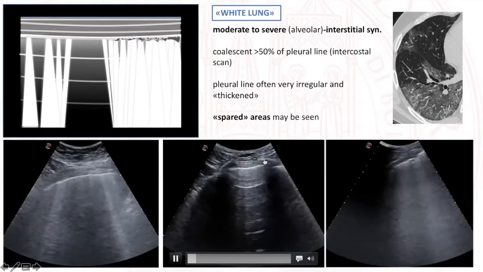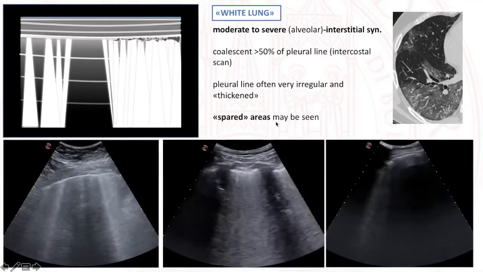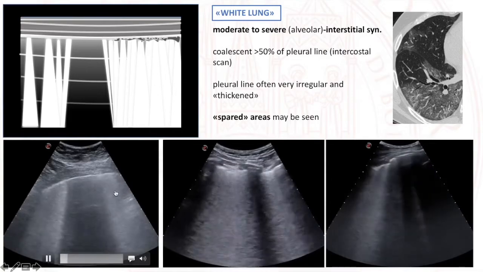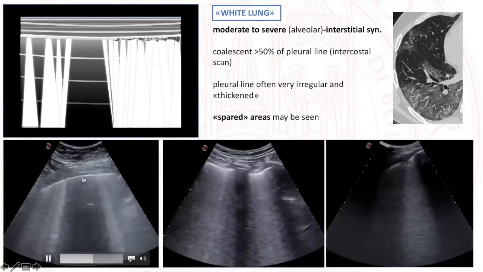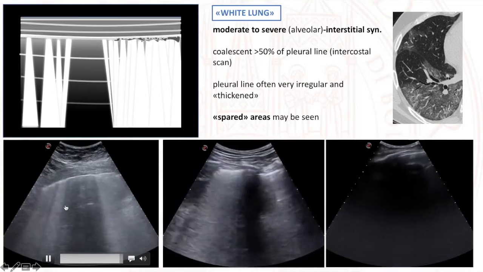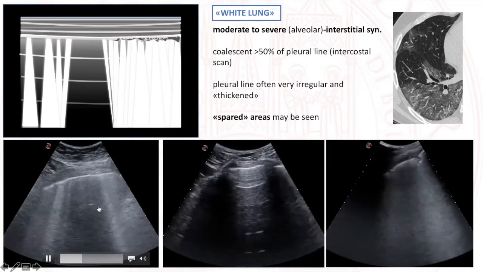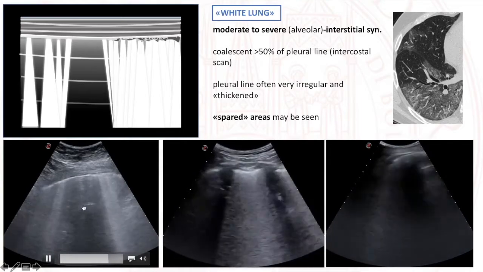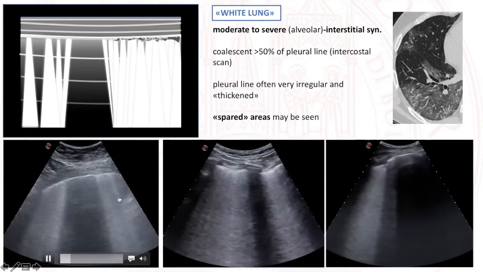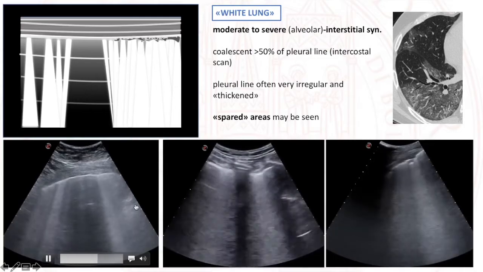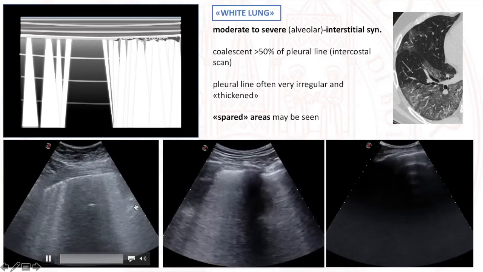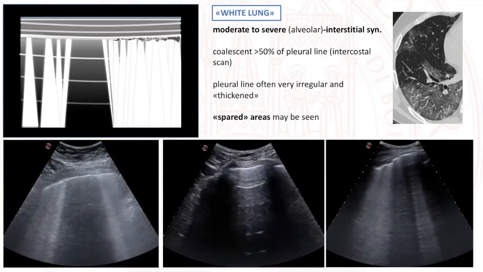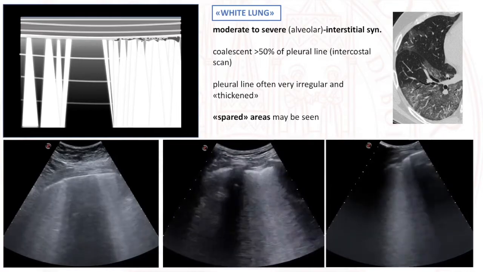Another thing that is very common are spared areas, like in this case where you can clearly see an area which doesn't have any significant involvement, and we can even maybe see an A line here, and then at the left and at the right of the image a clearly dense and intense interstitial syndrome.